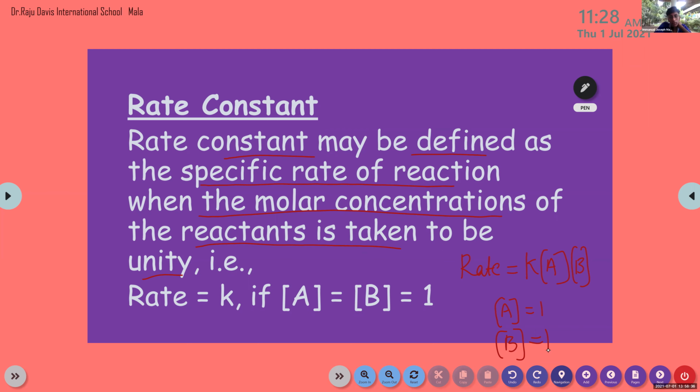A rate constant may be defined as the specific rate of reaction when the molar concentrations of the reactants are taken to be unity. Rate equals K if molar concentration of A equals molar concentration of B equals 1.